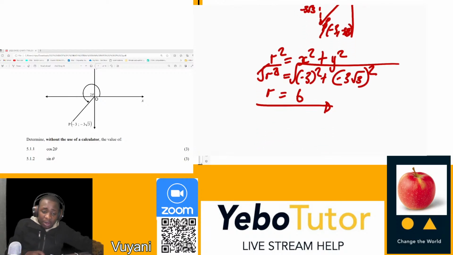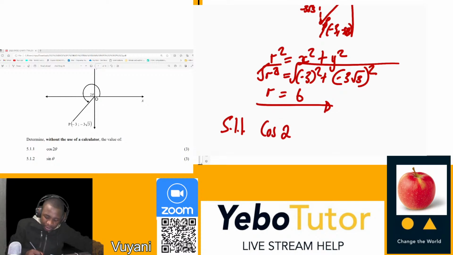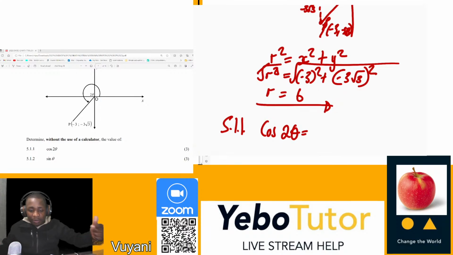Now we have r. Now let's answer question 5.1.1. What is cos of 2 theta? We know that cos is always equal to adjacent over hypotenuse.